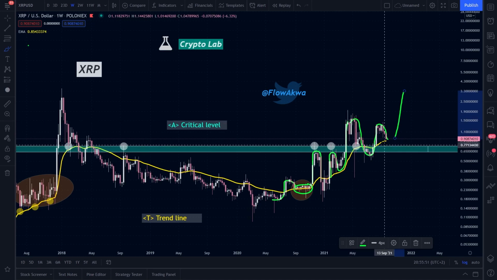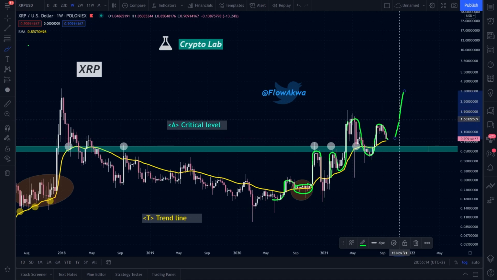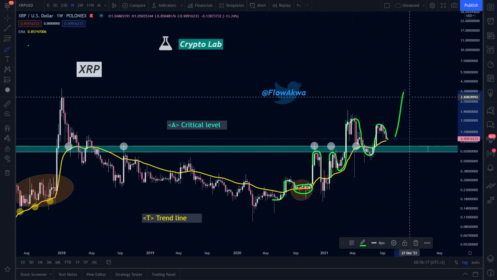Okay, and for the very first time we made a higher high with the trend line, and right now we are testing the trend line with the price. This is why this is decision time for XRP. If we are bullish, we need a strong bounce off the trend line, okay, to the upside.